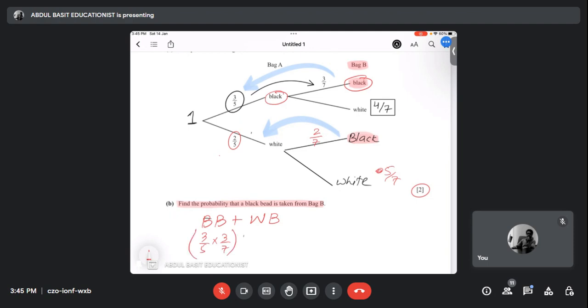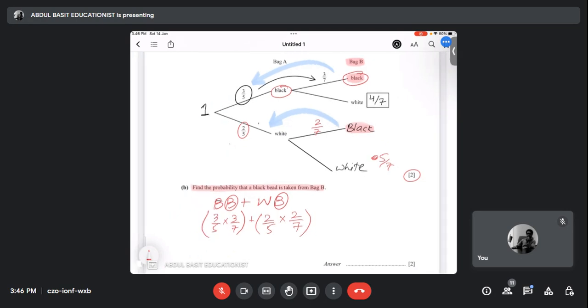Yes sir. Plus Rida, yes sir. Tell me the probability of white and black. White multiply by black, so do you see the arrow for white-black? 2/5, yes, into 2/7. Good job. Agree? In both the cases we picked black bead from the second bag.